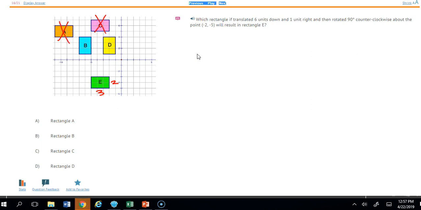Then I would just start doing this through the point. It's being rotated about the point (-2, -5), which is this point right here. So if I move this D down 1, 2, 3, 4, 5, 6, and then over 1, it's going to end up right here. If I rotate it, it's going to lay down. So that is the point. Now I could do the same thing with B, and I would see that it does not end up at that point. So our answer to this problem is rectangle D.